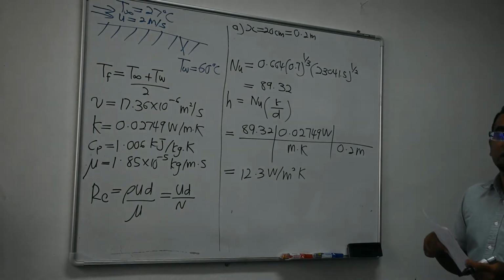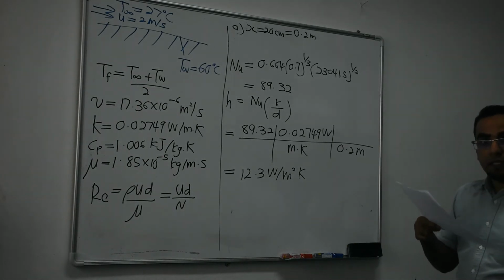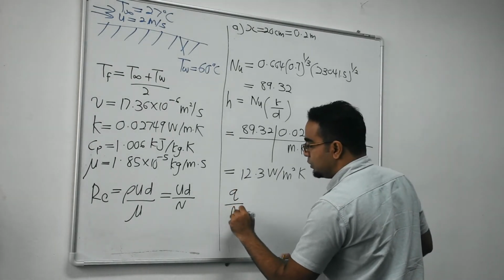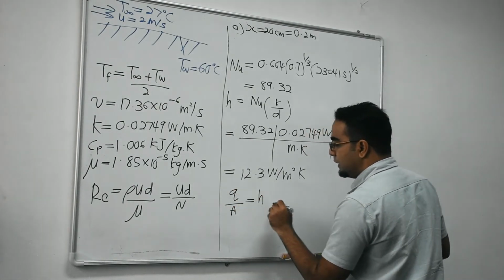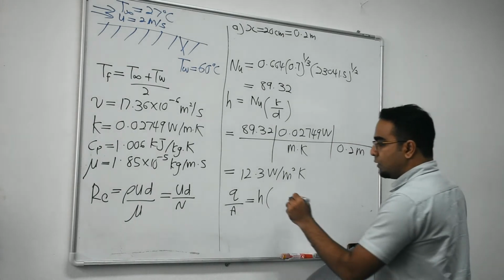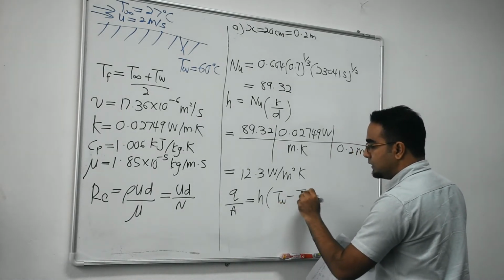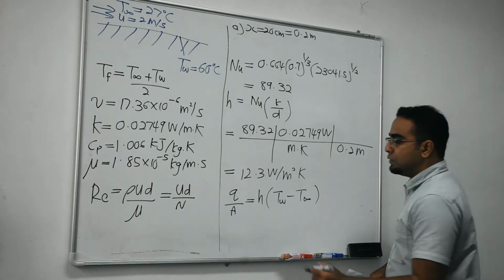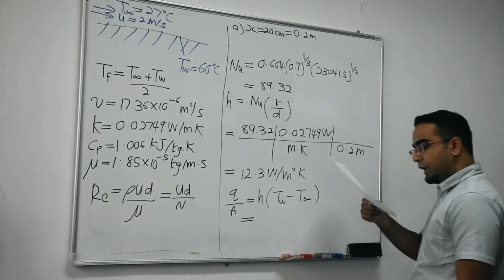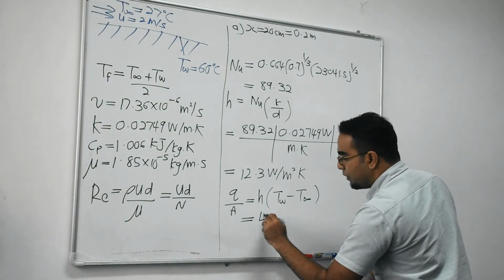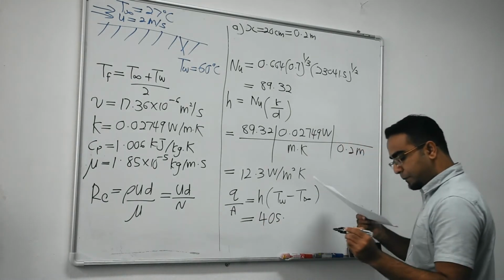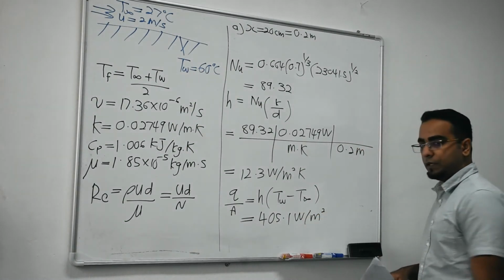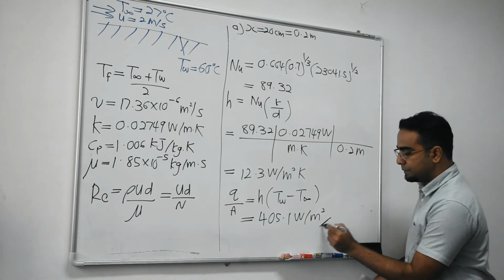Now the question was asking us to calculate the value of heat flux, right? So we know the equation for heat flux, q over A is equal to h times T wall minus T utility. This is our Newton's law of cooling. So substitute all the values, you'll get an answer of 405.1 watt per meter squared. So this is the final answer.